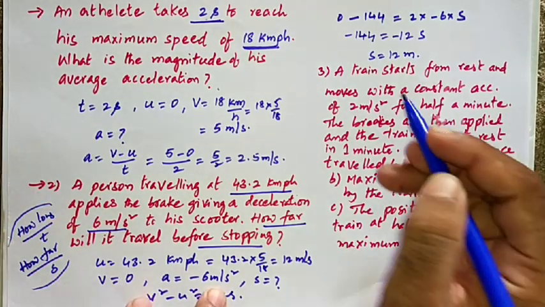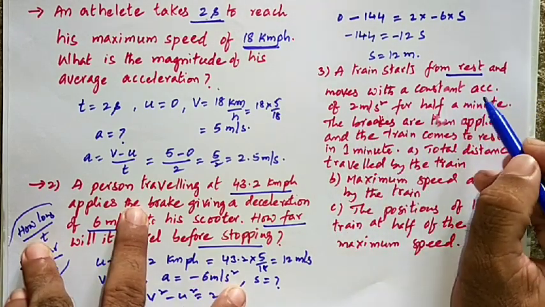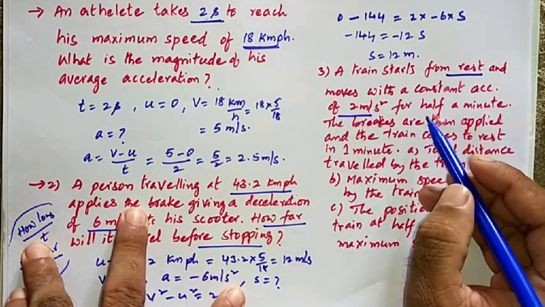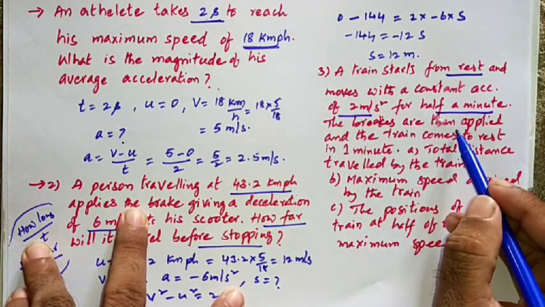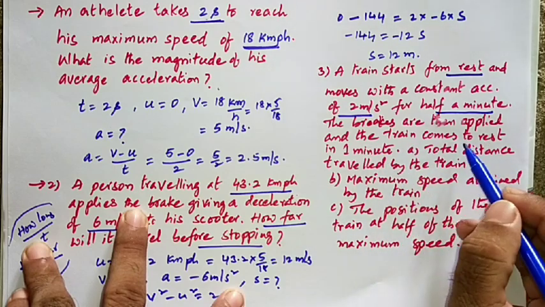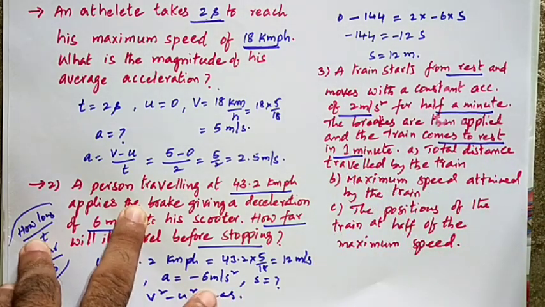Now see the third question. A train starts from rest and moves with a constant acceleration of 2 meter per second square for half a minute. Okay? The brakes are applied. Then the train comes to rest in 1 minute. This is the question. Okay?